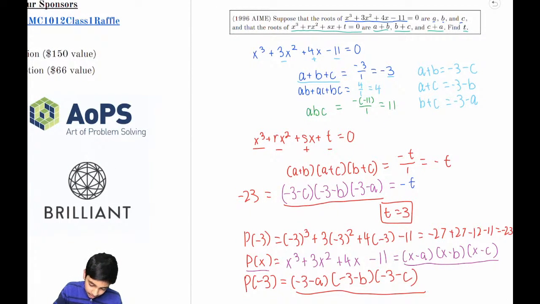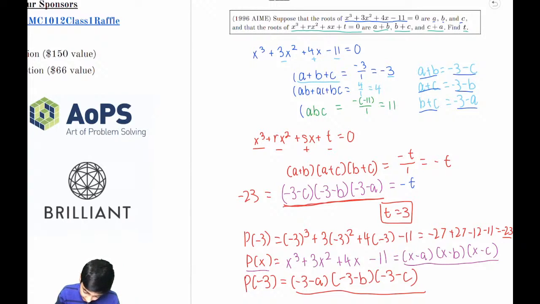We know that we have this cubic. We can use Vieta to find the three expressions. So we have that a plus b plus c is 3, ab plus ac plus bc is 4, abc is 11. Then we have that a plus b is 3 minus c, a plus c is 3 minus b, b plus c is 3 minus a. So we can substitute them back in to get negative 3 minus c, negative 3 minus b, negative 3 minus a. The product of those expressions will be p of negative 3, which is going to be equal to negative 23.